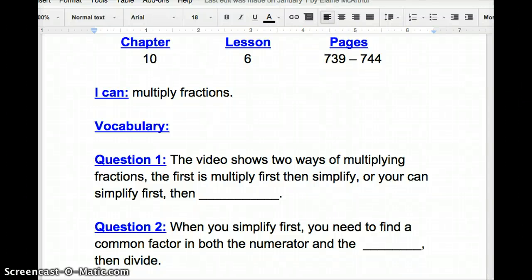Today's lesson is Chapter 10, Lesson 6, which can be found on pages 739 through 744. Our objective is: I can multiply fractions.